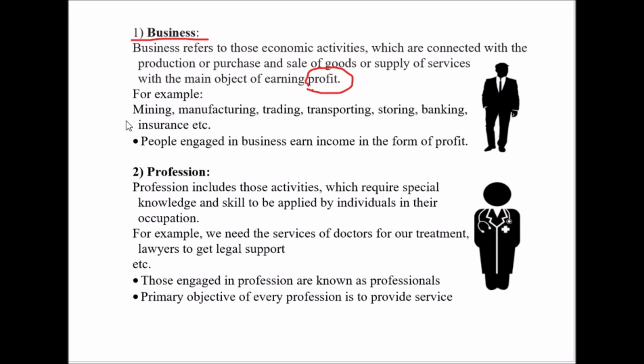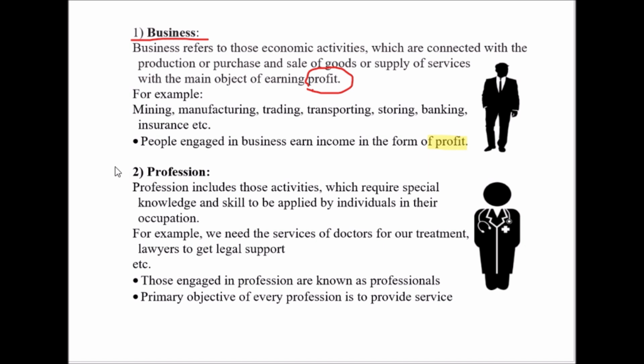And if you can see the example, mining is a business, manufacturing is a business, trading, transporting, storing, banking business, insurance business. So these are the examples of various businesses which are there. Even nowadays we can say digital business, online business. And please remember, all the people who are engaged in business, what they get in return is profit. So the return which a businessman gets in return of doing business is profit.